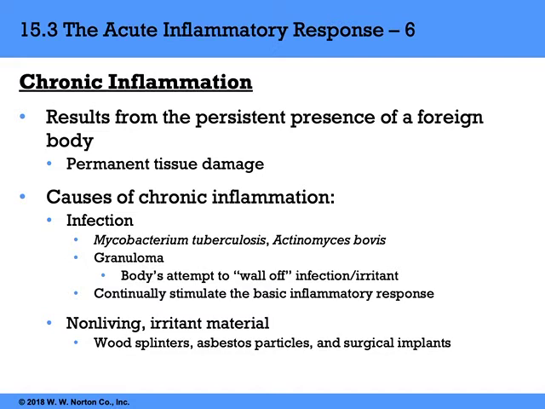Okay, granulomas are just the body's attempt to wall off the irritant, and this causes stimulation of the inflammatory response, and that results in tissue damage. Okay, because inflammation is always going to result in damaging some tissue that is relatively healthy. Non-living irritants include foreign bodies like wood splinters, asbestos, and surgical implants that can produce chronic inflammation.